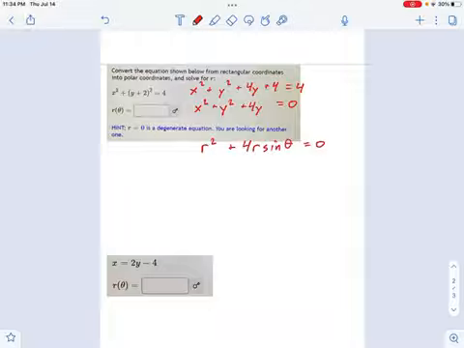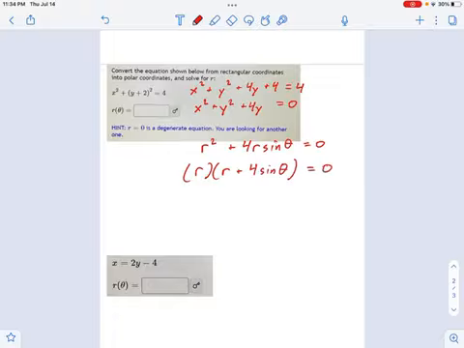So what do we do here? If you answer factoring every time I ever ask you a question, you'll be right a decent amount of time. We're going to factor out an r. That's our GCF. So we have r times (r plus 4 sine theta) equals 0. Okay, what do we do when we're factoring? We set each parentheses equal to 0. Now you'll see here, it says hint, r equals 0 is a degenerate equation.